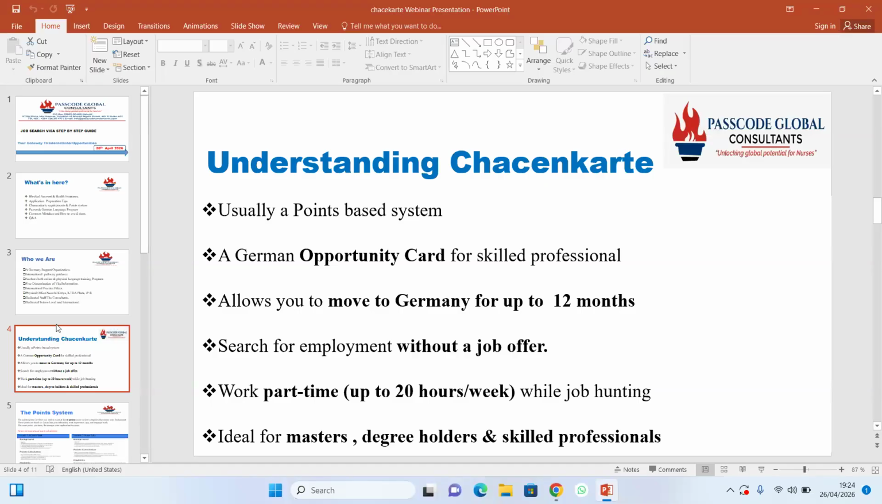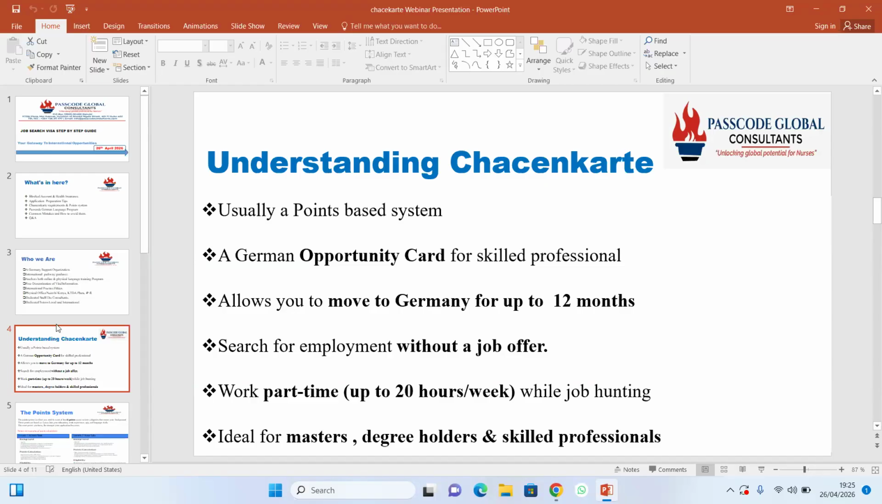The good thing with the Chancen Karte is that it allows you to move to Germany for up to 12 months. Some people opt for 6 months, others opt for 12 months. If you want to go for 6 months, I will tell you what the difference is. It gives you an opportunity to look for employment without a job offer. This is because the name of this kind of visa is job search visa. So you're able to go and search for a job while in Germany. You don't have to get a job offer while in your respective country. You can move to Germany without a job and seek a job while you're there.